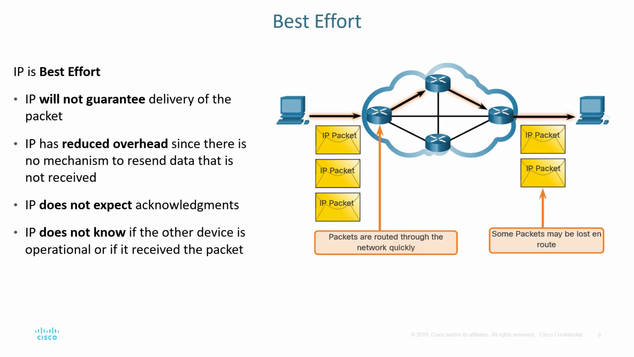So it will not guarantee the delivery of a packet. It has reduced overhead because there is no mechanism to resend data that is not received. It does not expect acknowledgments. It does not know if the other device is operational or if it can even be reached. So it says, oh, hey, I have this packet. Let me check the destination IP address and let me shoot it in the direction of the destination, period.